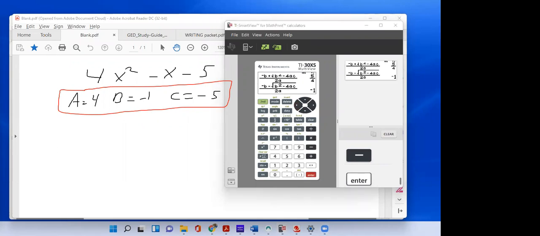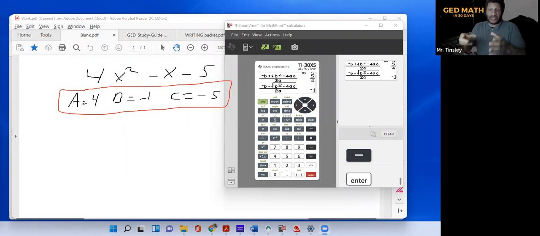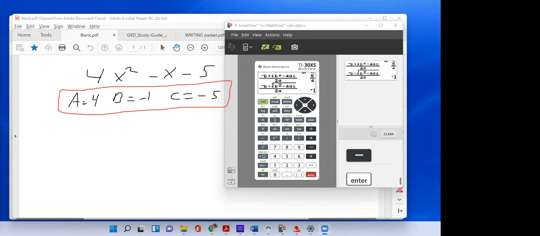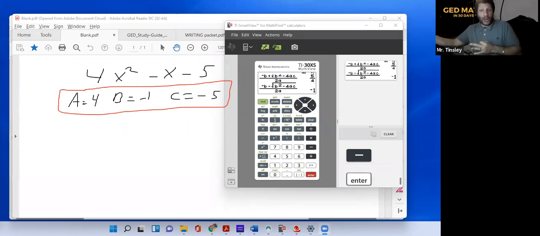Listen, remember, the formula is minus B plus or minus. This calculator, you can't do plus and minus at the same time. So I did the plus first, and then I changed it to negative. But look how fast. Once you know how to store A, B, and C, and you know how to put that quadratic formula in, it doesn't matter what quadratic formula they give you, you can get your answer quickly.